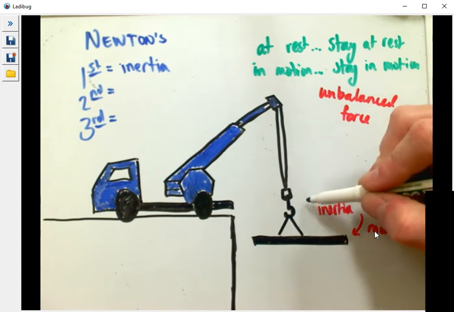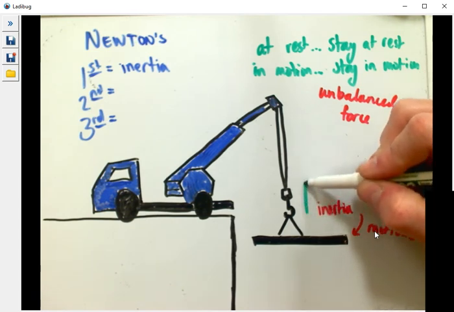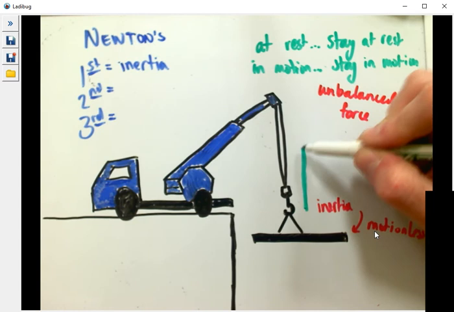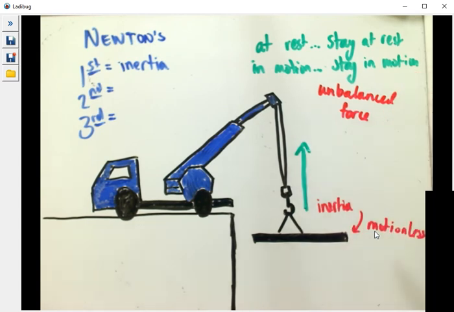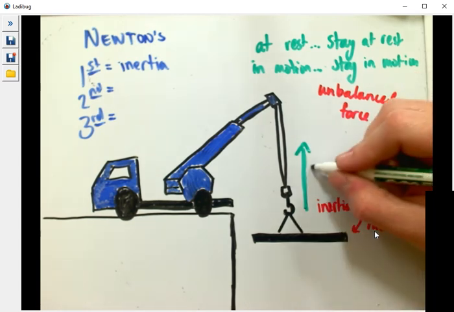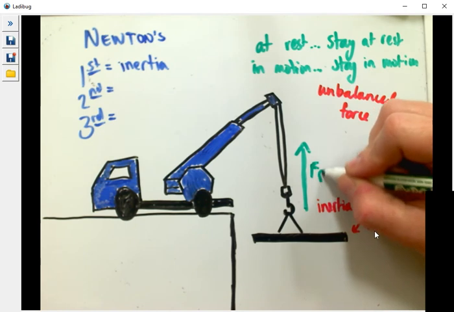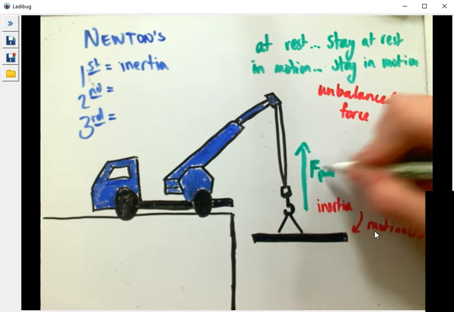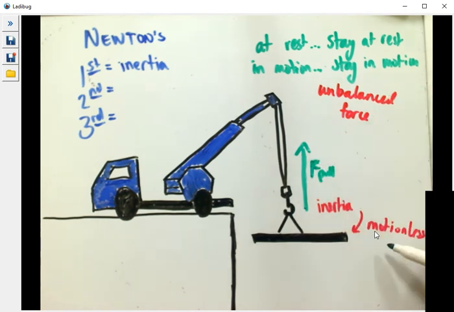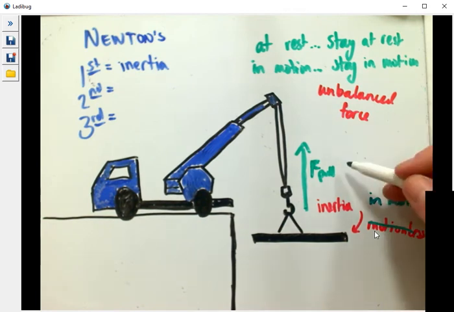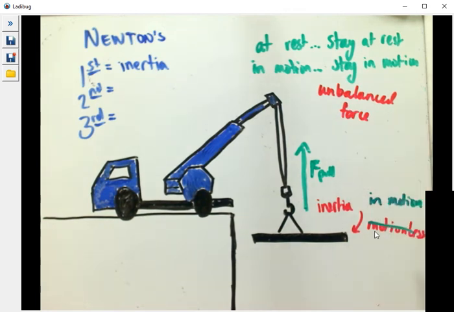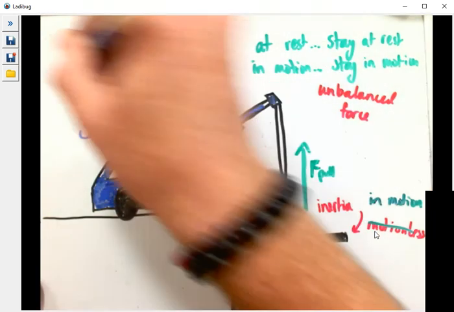So for example, the crane operator could start the lift and pull that piece of metal upward. This is a force of a pull. Here, the inertia would change from motionless to in motion. And we did that by applying an unbalanced force. So there is Newton's first law applied to a crane.